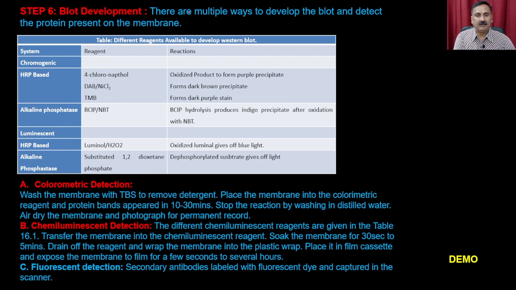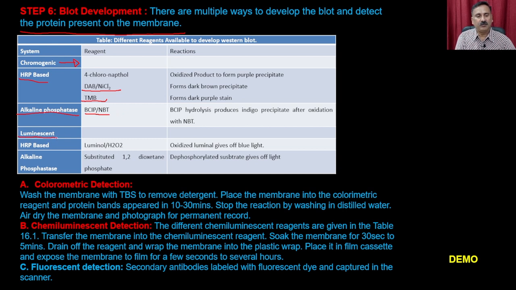Depending on the enzyme and the different options, you can use multiple ways to develop the blot and detect the protein present on the membrane. For example, in the HRP-based system, you can use a chromogenic substrate or a luminescent substrate. A chromogenic substrate is going to give you color, and you can use DAB or TMB. For alkaline phosphatase, you can use the BCIP and NBT system.